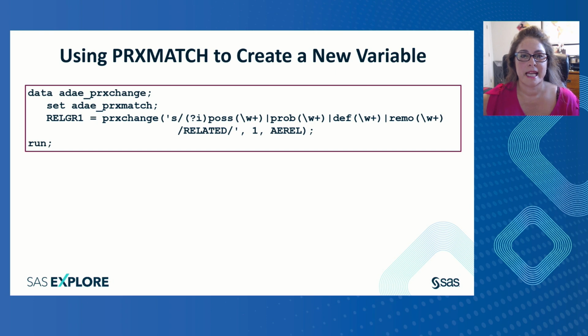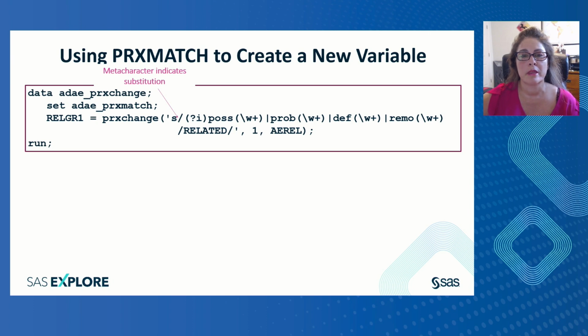Using our subsetted data set, let's take a look at PRXCHANGE. We want to categorize the term's relationship to study drug as related or none. We could use a standard technique such as if then else or select statements, but how about we try this using PRXCHANGE? Getting used to the syntax, we use the meta character S to indicate that we want to do a substitution.